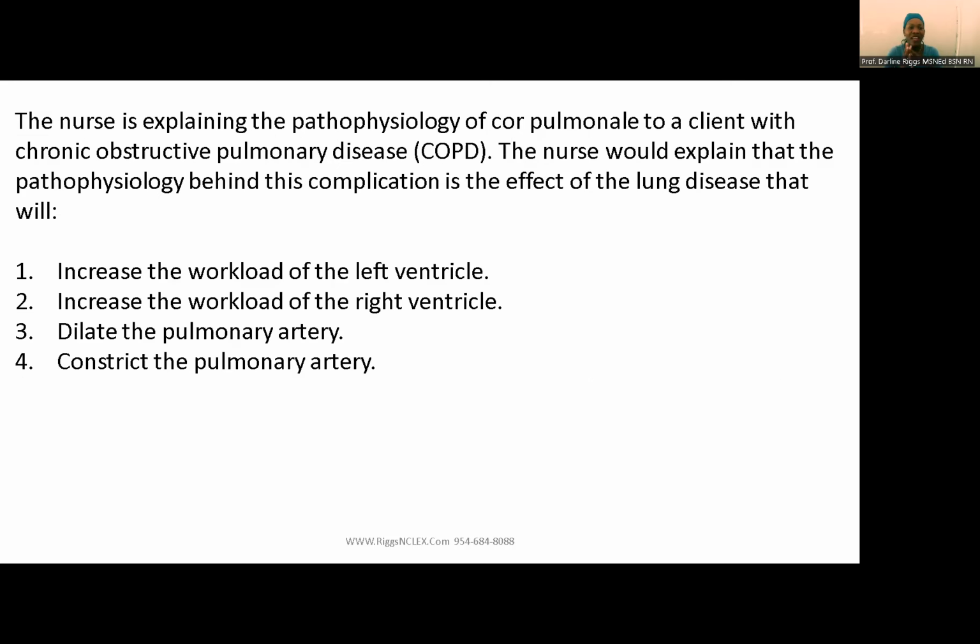All right, next. The nurse is explaining the pathophysiology of cor pulmonale to a client with chronic obstructive pulmonary disease, COPD. The nurse would explain that the pathophysiology behind this complication is the effect of the lung disease that will. This is a great question to see that you can connect the systems. And I keep telling you, don't ever think of them by themselves. They're connected. So here we are talking about cardiac and respiratory. That's really what's happening here.